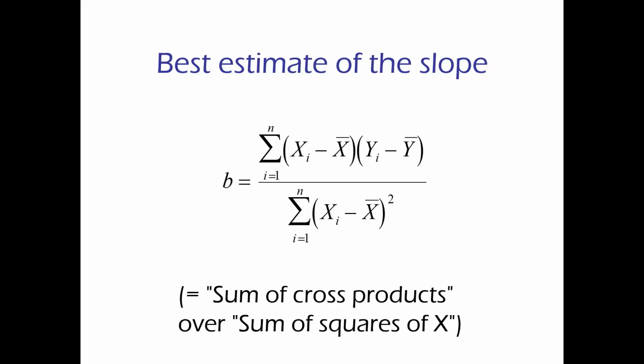The formula to calculate the slope is shown here. It is estimated as the sum of cross products divided by the sum of squares of x, where xi is each value of x and yi is each value of y. X bar is the mean of all x values, and y bar is the mean of all y values.